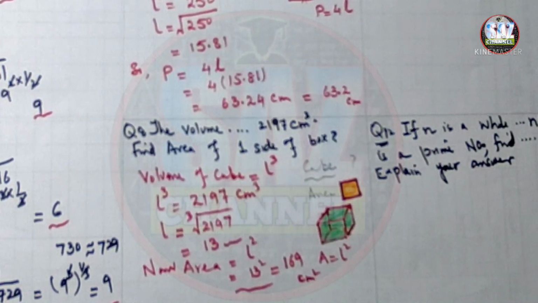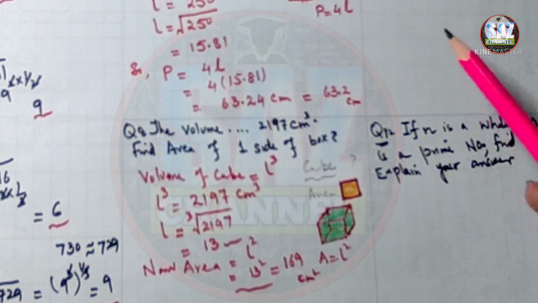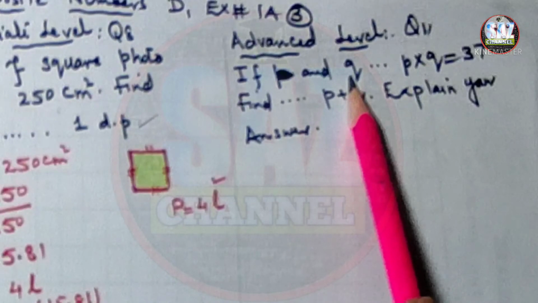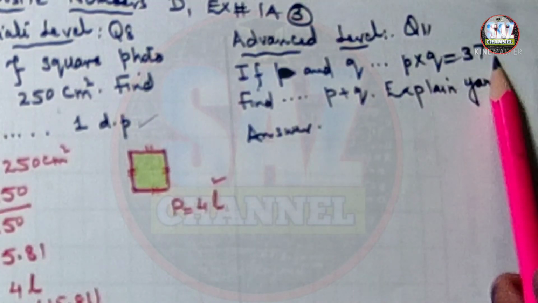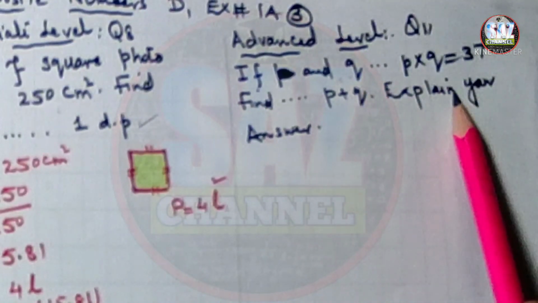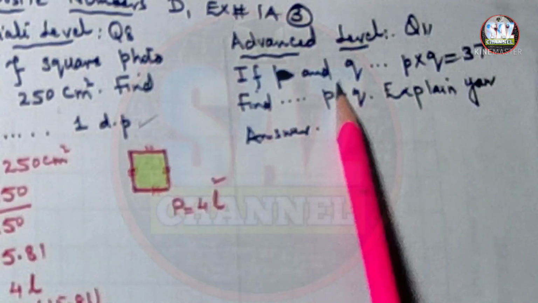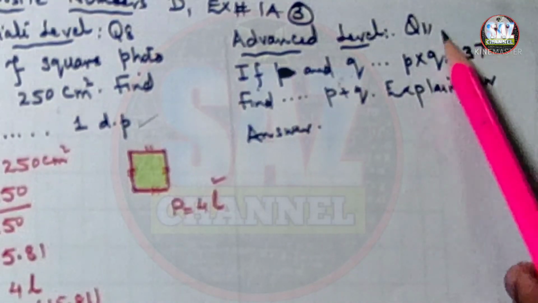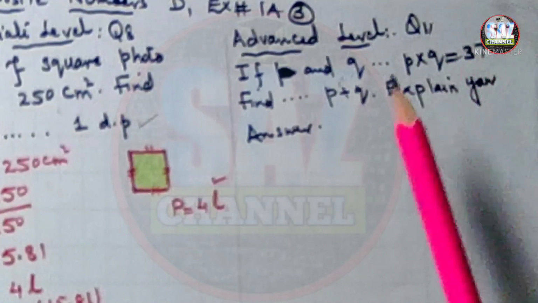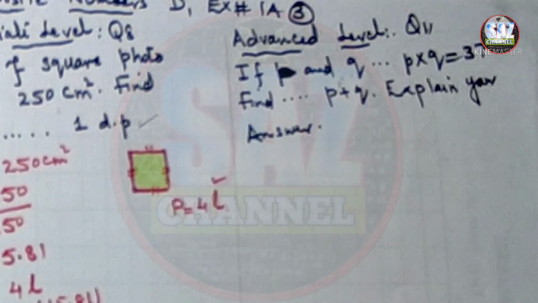Moving to question number 11, and let me read the question. Question 11 says, if P and Q are two whole numbers such that P multiplied by Q is 37, find the value of P plus Q and explain your answer. If P and Q are two whole numbers such that when we multiply those two numbers, the answer is 37.